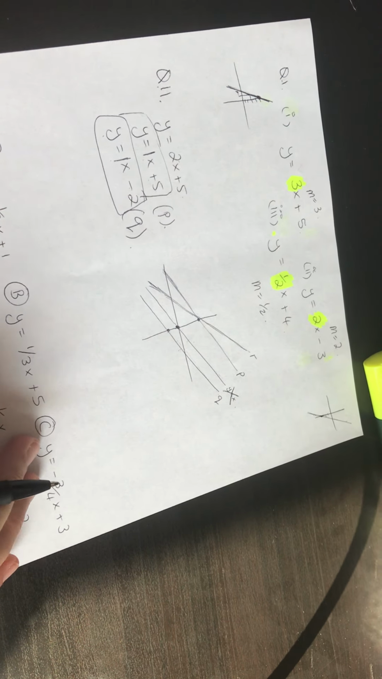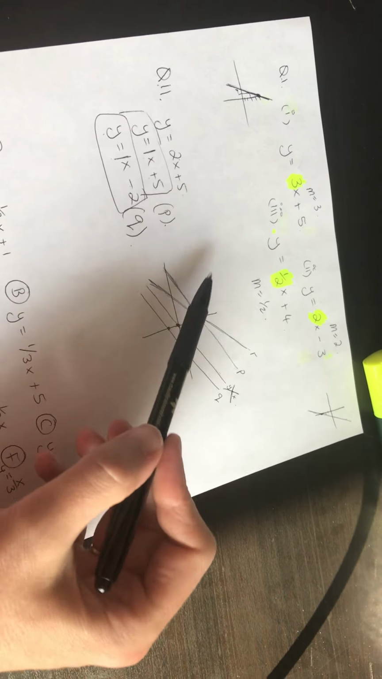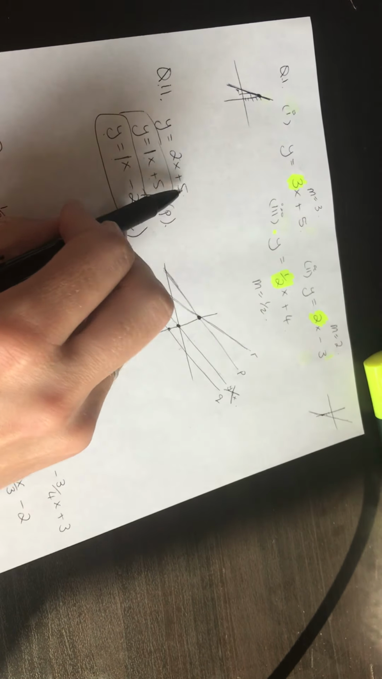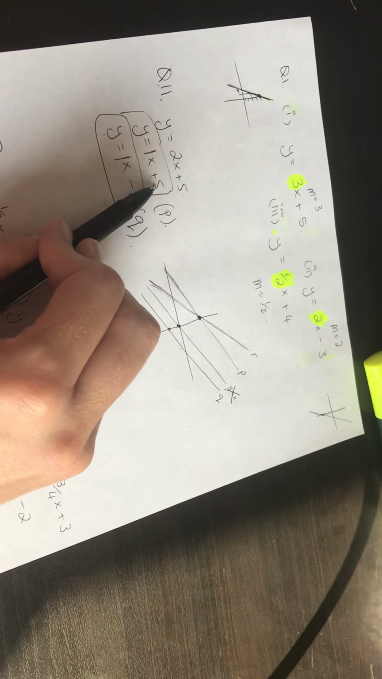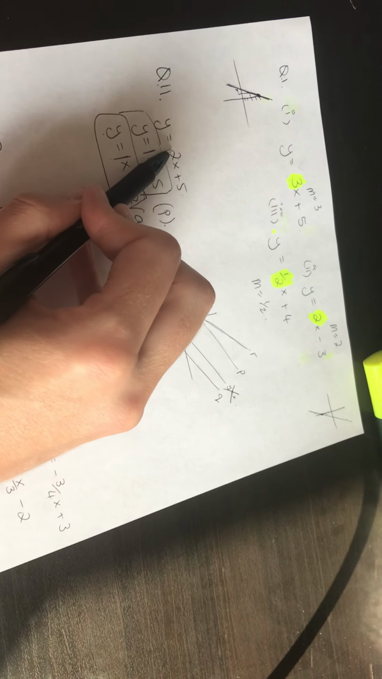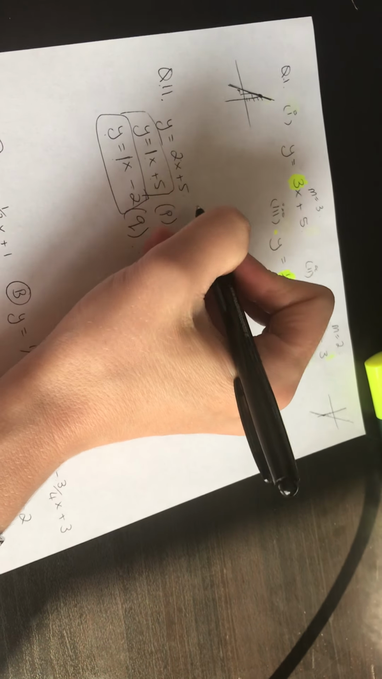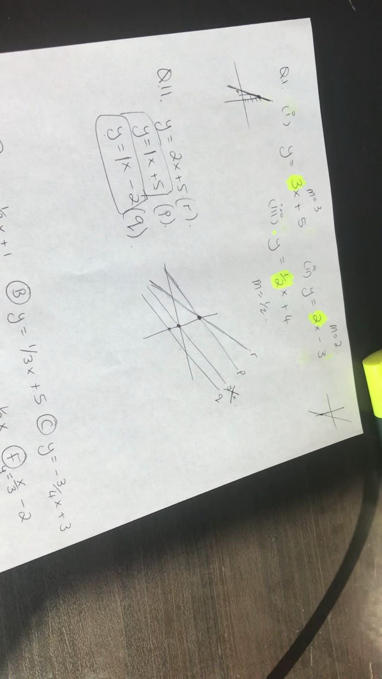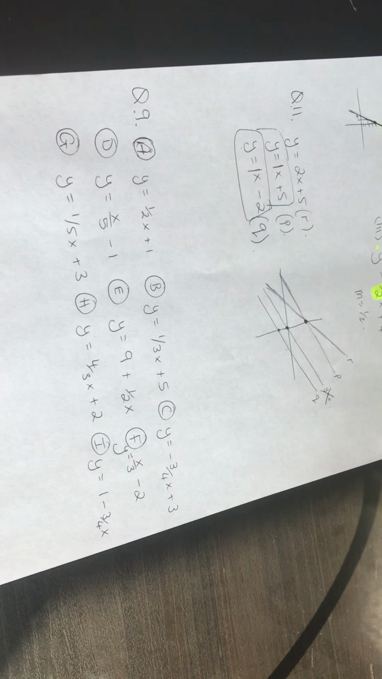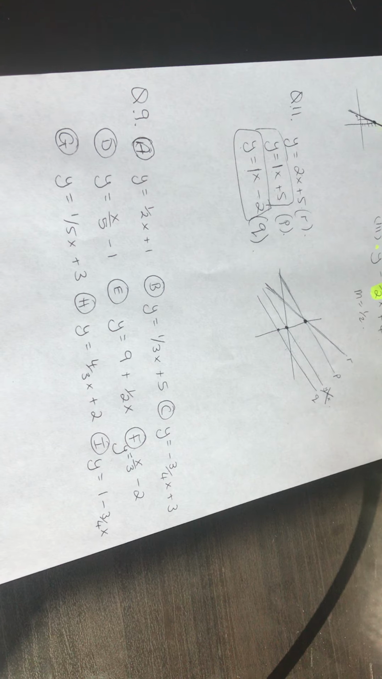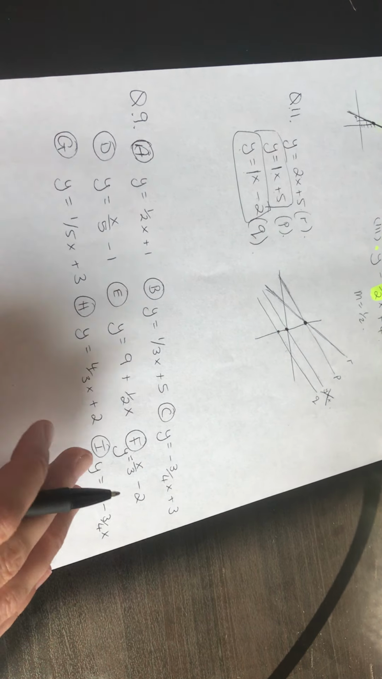I hope you're understanding how I'm doing this. And then this cuts the y-axis at 5. And that one cut at 5, so they're the same. And that has a steeper slope. So that's R. Okay. And the last one, we're looking for 4 pairs of parallel lines.